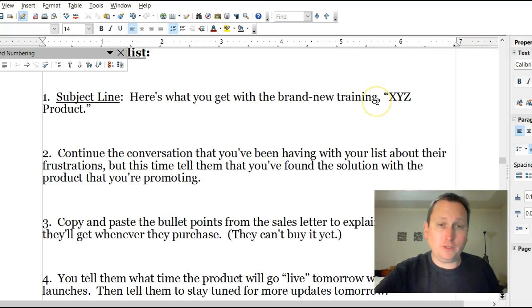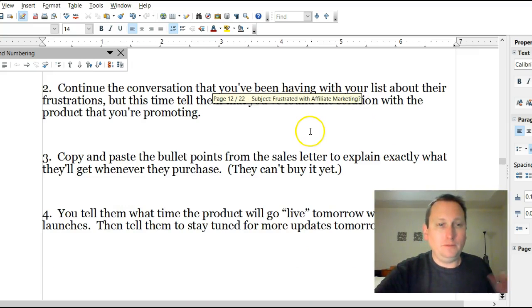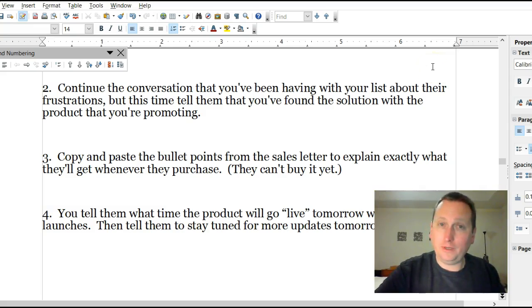And basically, I continue the conversation that I've been having with my list about their frustrations. And this time, you tell them that you found a solution for them, that you've been searching high and low, and you're really excited about this training, and you finally found a solution. The third thing you want to tell them is basically you just want to copy and paste the bullet points in your sales letter and put it in this fourth email. Okay, you want to tell them exactly what they'll get when they purchase.